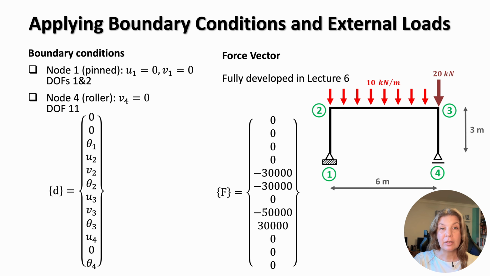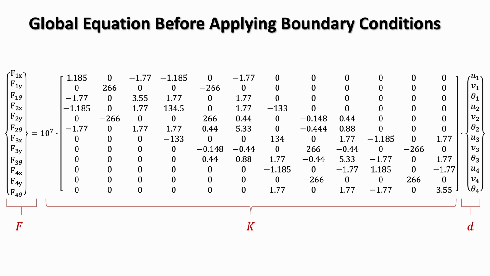The force vector, which we developed previously, includes the 10 kN per meter UDL on the beam and the 20 kN point load at node 3. These loads act in the global coordinate system and feed directly into the stiffness equation. The global equilibrium equation for the full system is F equals K times D. At this stage, it contains both the restrained and free degrees of freedom. We will next apply the support conditions to eliminate the restrained degrees of freedom.